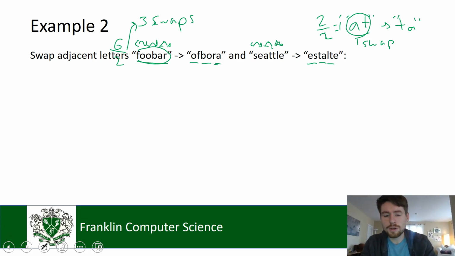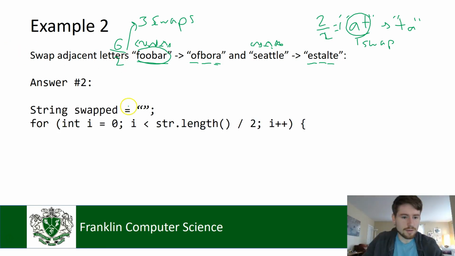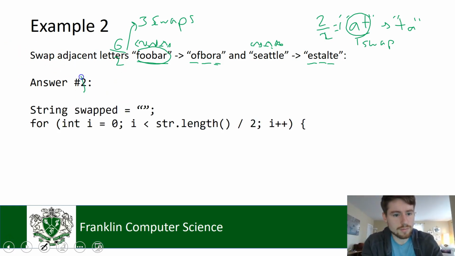So our for loop could do something like answer number 1. So our for loop could start at 0 and go string.length divided by 2 times. Now it might be useful here to try to figure out, is this going to work for odd length strings?